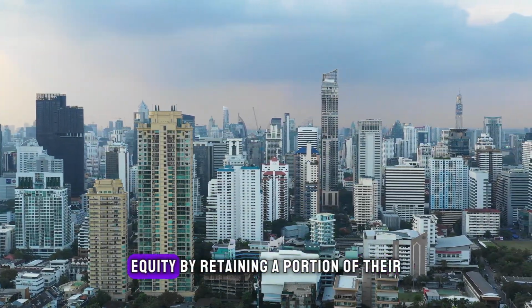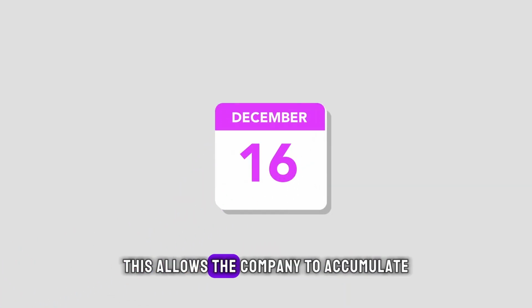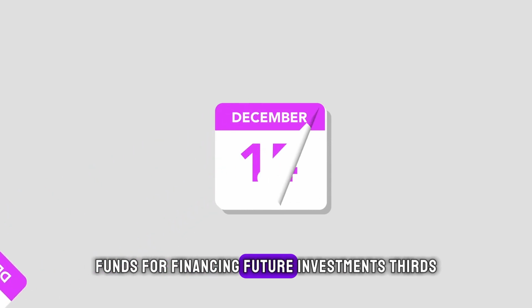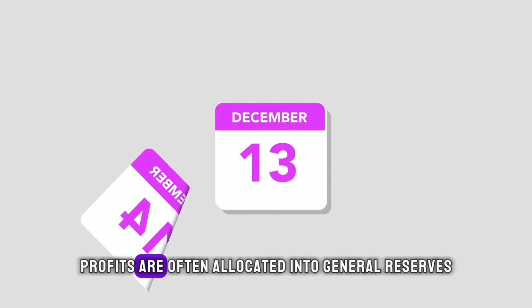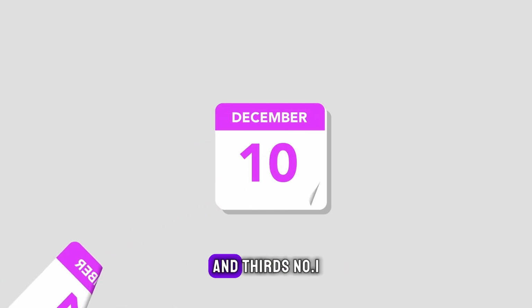Companies can increase their equity by retaining a portion of their profits within the company. This allows the company to accumulate funds for financing future investments. Profits are often allocated into general reserves, legal reserves, or specific reserves.